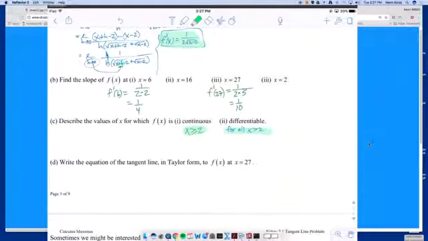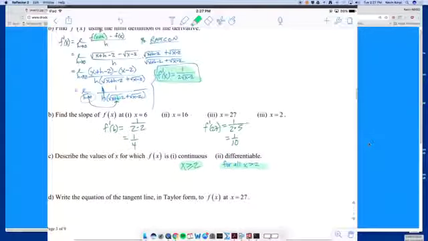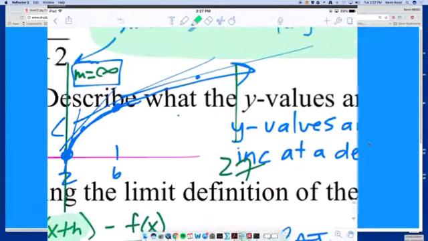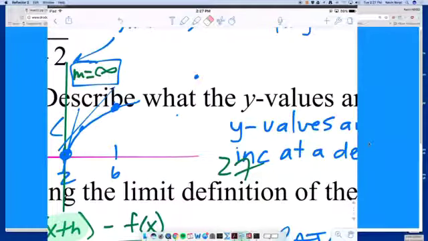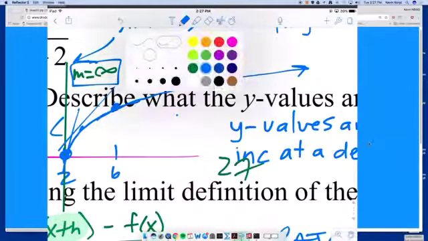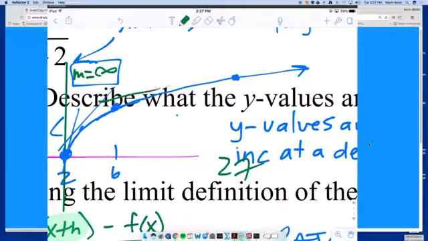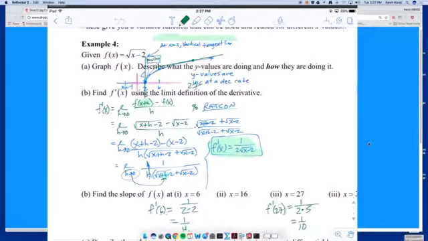Okay, so the last thing we're going to do here is write the equation of the tangent line at x equals 27. So if we come back up to the graph, I drew that yesterday. Here's 27 right there. If we extend the graph out like that, 27 might be right there. And so the tangent line would look something like this. There you go. So it's going to be a pretty flat line.